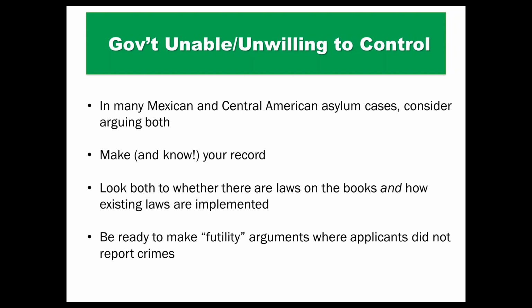And then be ready to make the futility arguments. A court should not require that our client, at great risk to herself, go and try to report a crime, knowing that her abuser is immediately going to be informed that she's made that report, or knowing that the gangs are going to know immediately if they go and report a crime. And so it's not evidence that your client has failed to demonstrate government inability or unwillingness to protect, if country conditions support the notion that taking those steps, trying to engage government support, would have led to other harm or would have been futile.